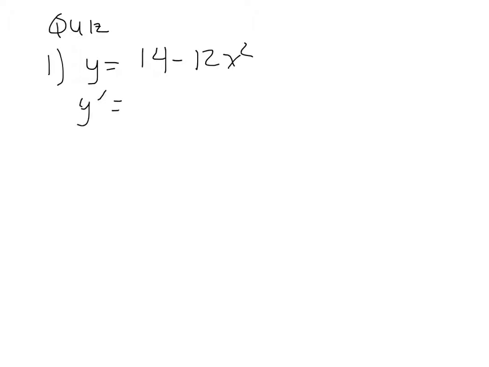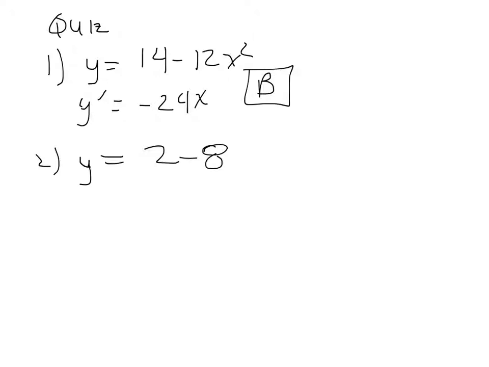Somebody tell me what the answer is. I will write letters down in case you didn't get them, okay? So that's B. And this is what I mean by easy ones. You should be able to just look at these. Number 2, y equals 2 minus 8x cubed. Spencer, what's the answer? X squared, which is A.